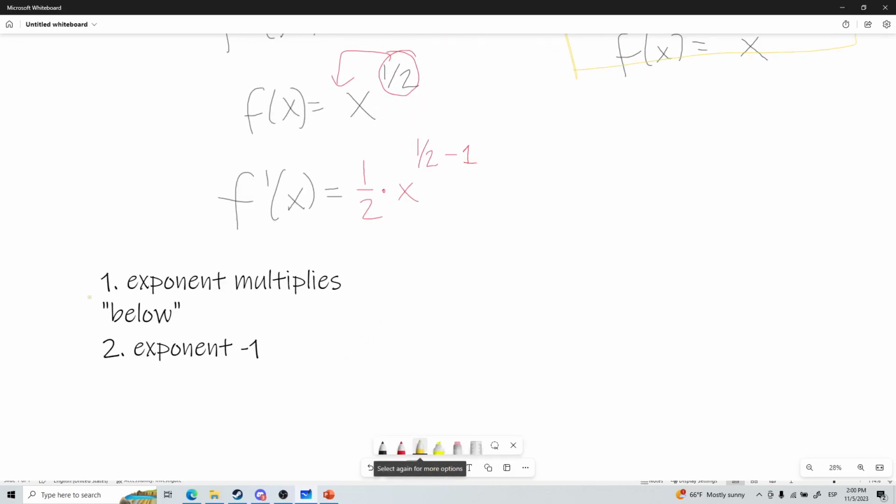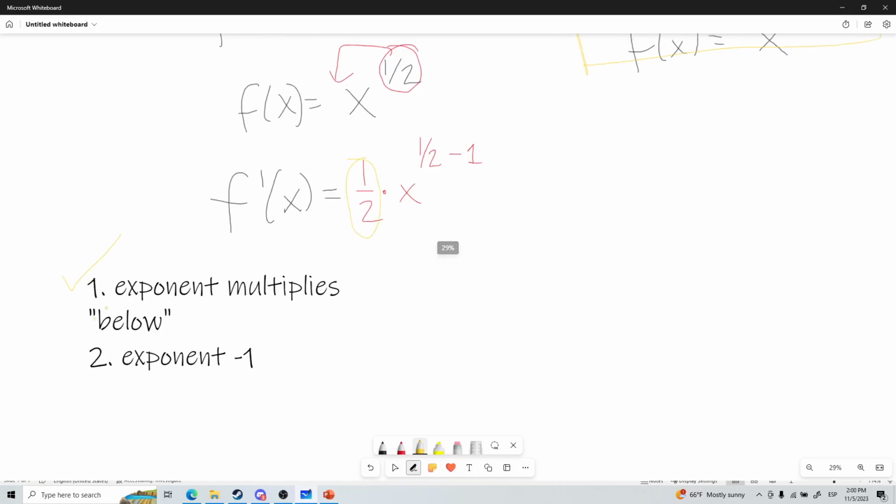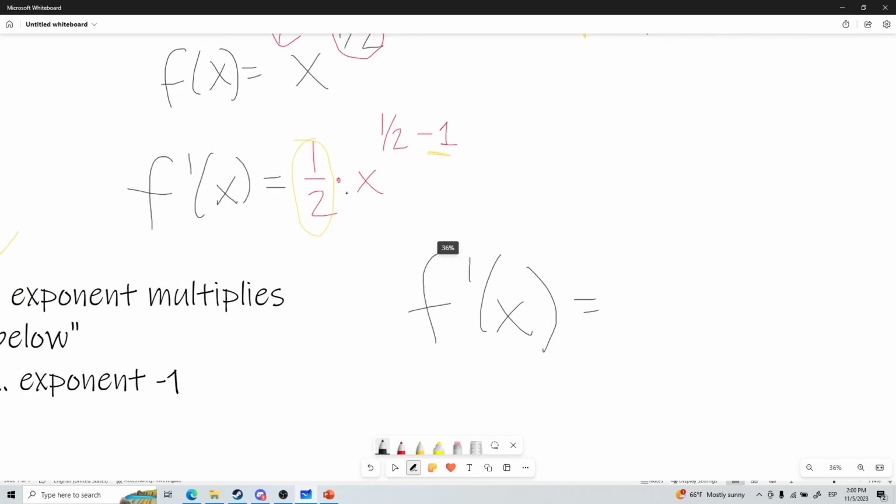So the exponent multiplies below. That's what this 1 half just did. The exponent gets minus 1. The minus 1 is right there. So now we want to leave it a little more pretty. Because we're multiplying here, right, I end up with x to the power of 1 half minus 1 divided by 2.